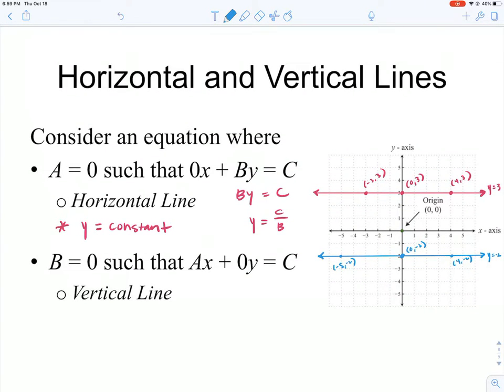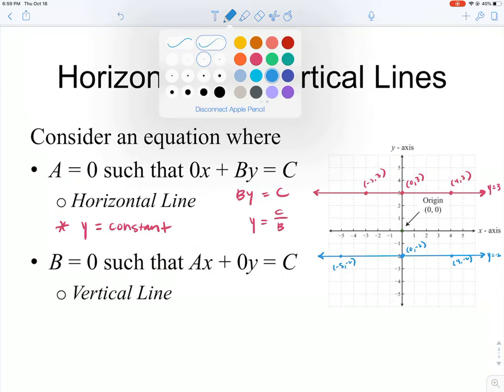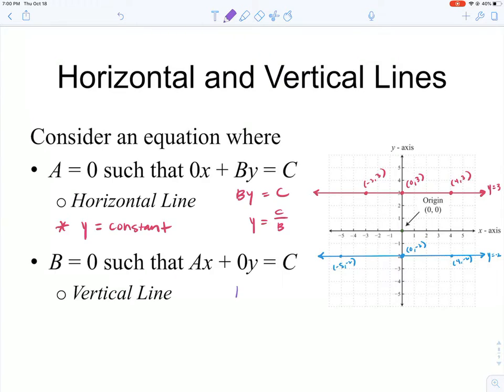Okay, so now what if b were equal to 0? Then we would have ax plus 0y equals c. So that's just ax equals c. If you divide by a on each side, you get x equals c over a. Again, do not get hung up with the letters. It's really just that the equation is x equals a constant. That is the equation of a vertical line.